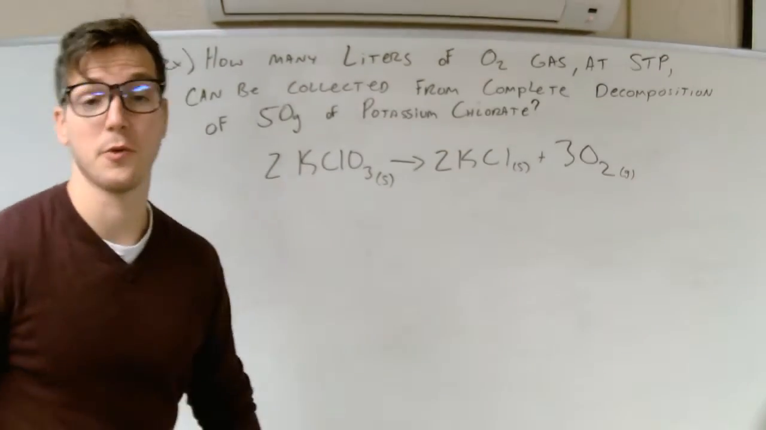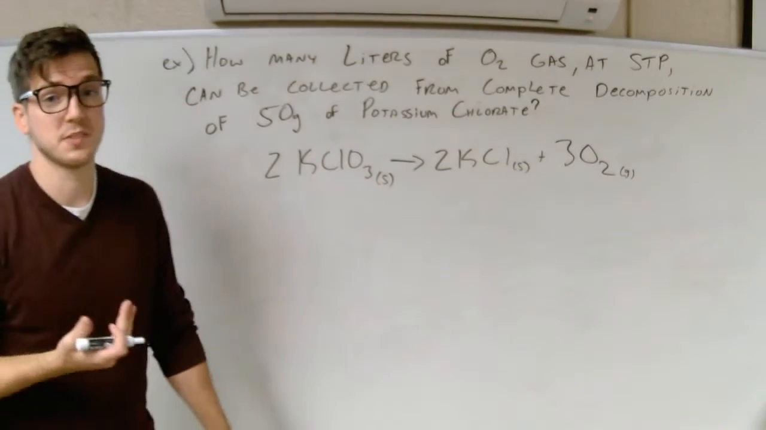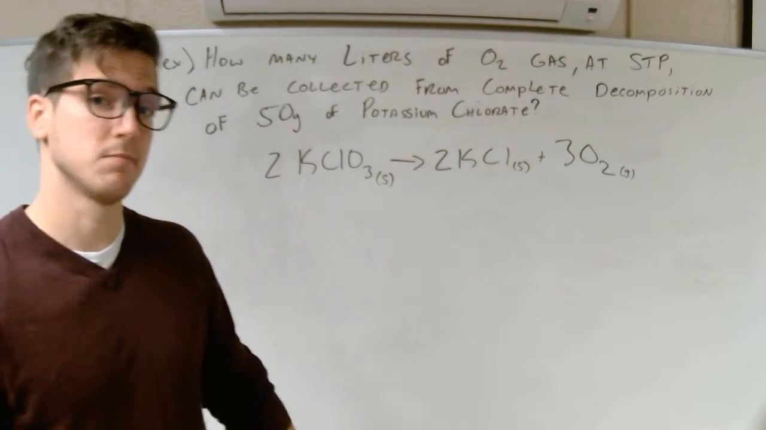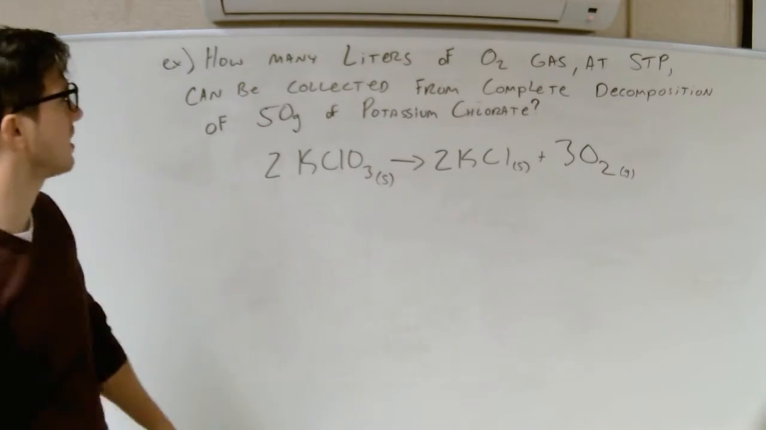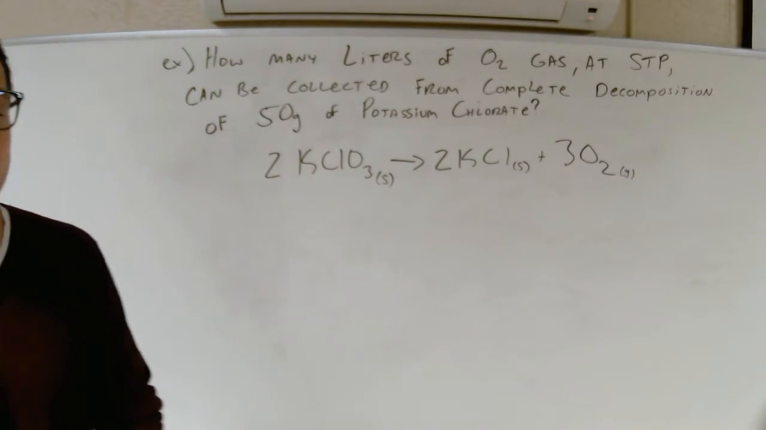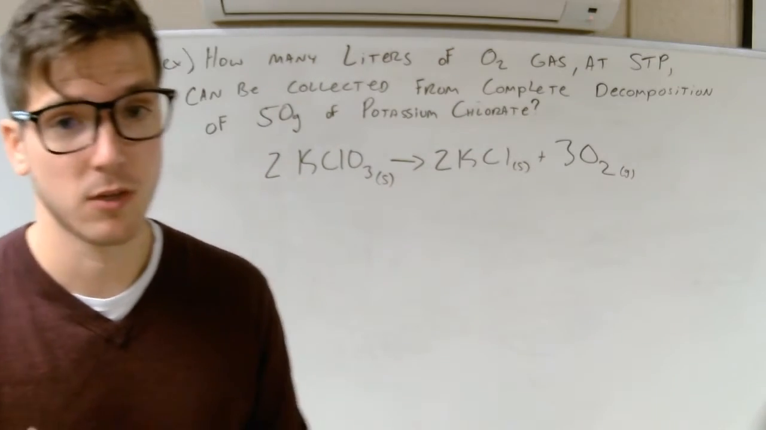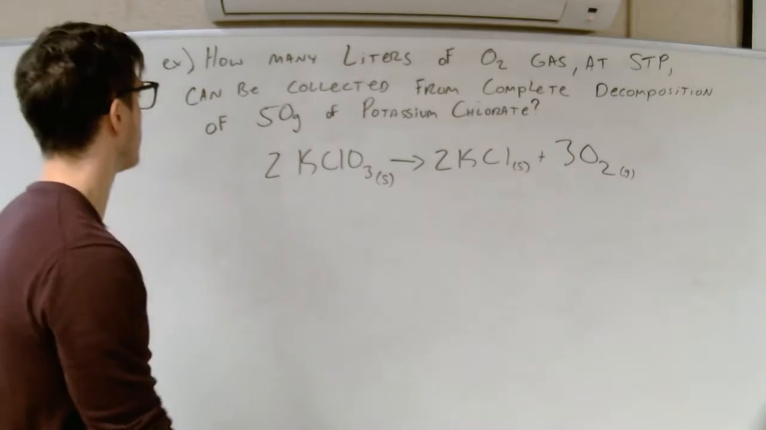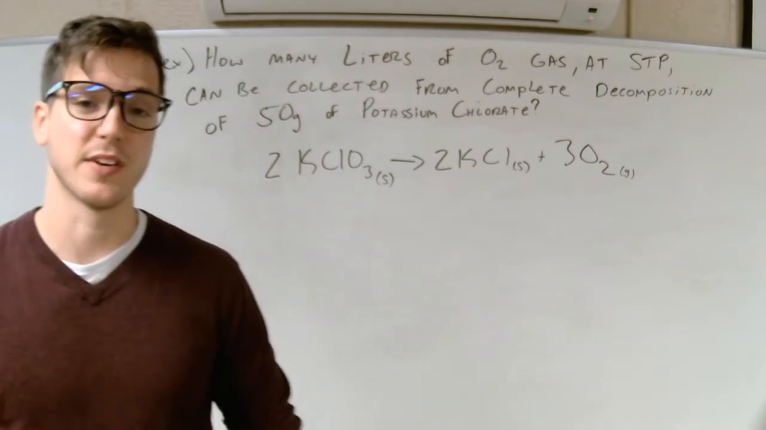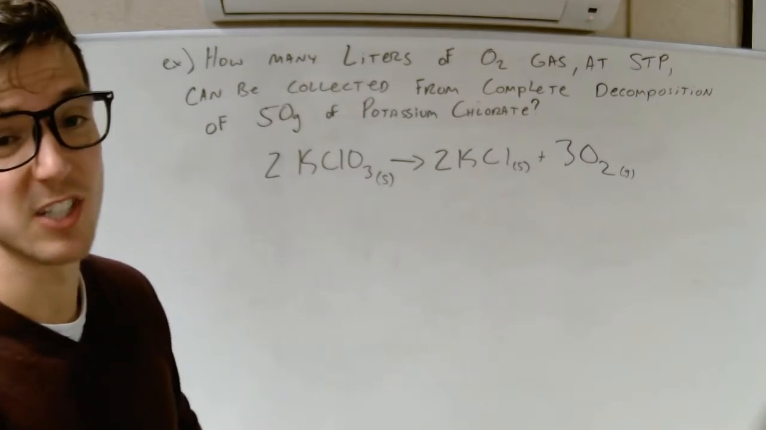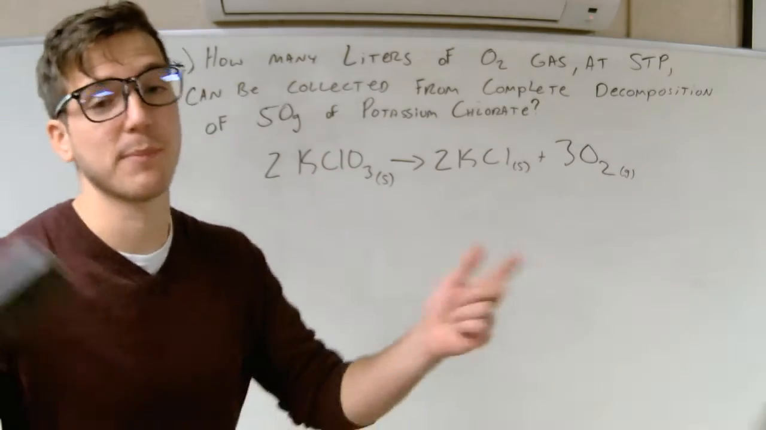Alright, so here we have another problem. We don't know if it's gas stoichiometry or not, but let's see what it says, okay? How many liters of O2 gas at STP can be collected from complete decomposition of 50 grams of potassium chlorate? So I'm looking at this problem. It gives me 50 grams of potassium chlorate, one compound, and it wants me to go to liters of oxygen gas. I'm going from one compound to another.